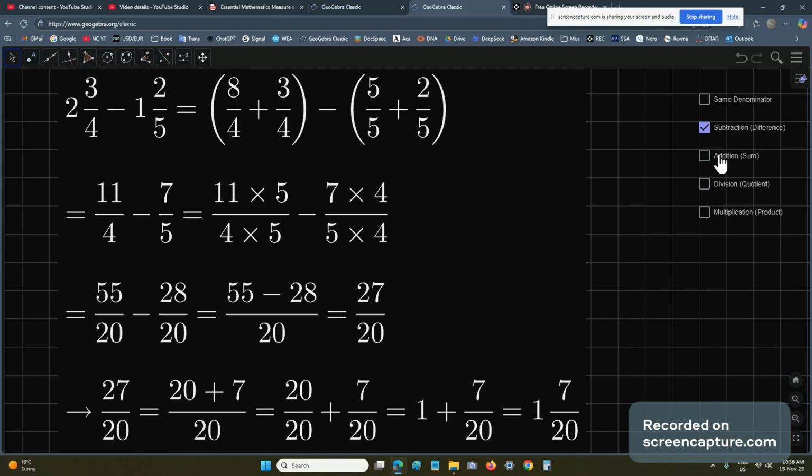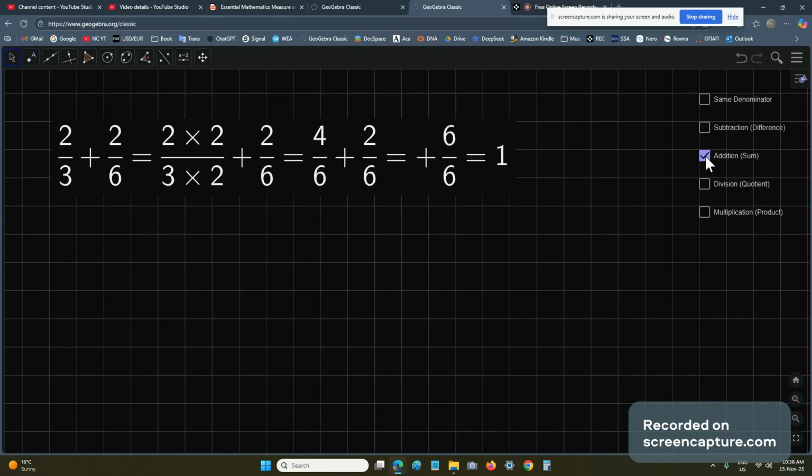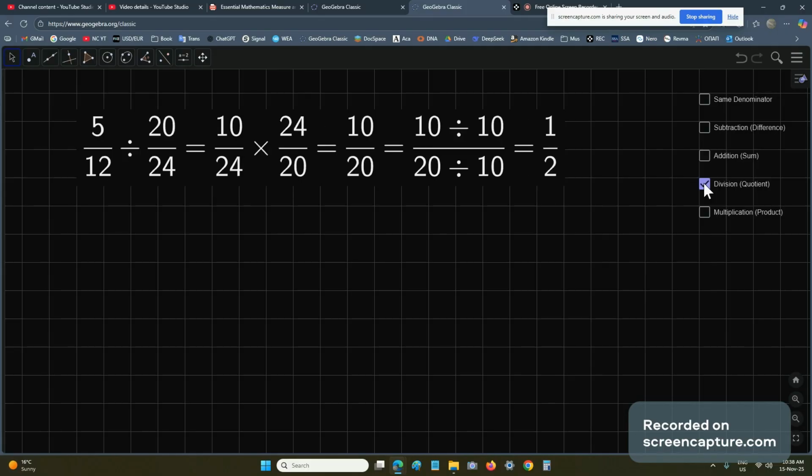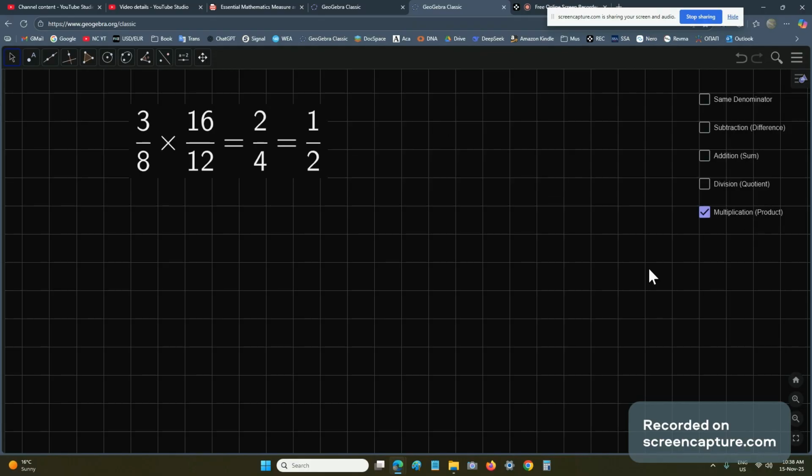Similarly, if we had addition, we could first convert to the same denominator, and that makes it easy to find the result by adding the two numbers. Division, same story, and multiplication, same story. So that's pretty much it.